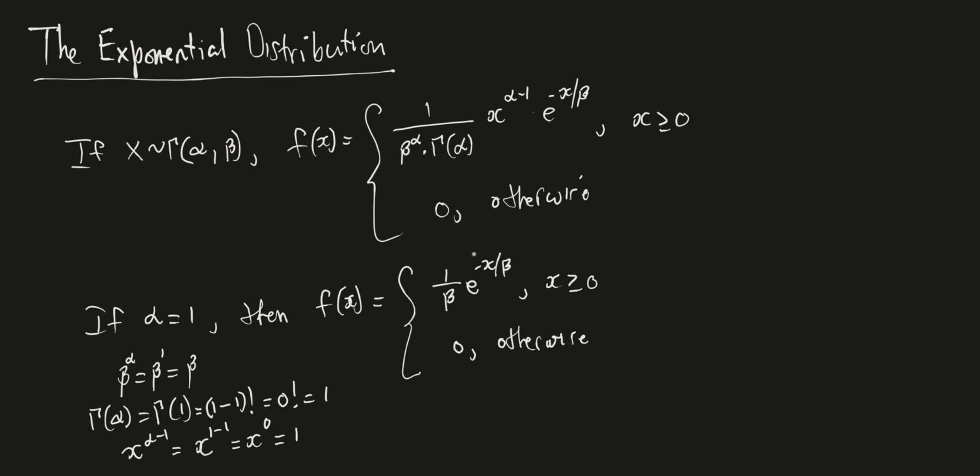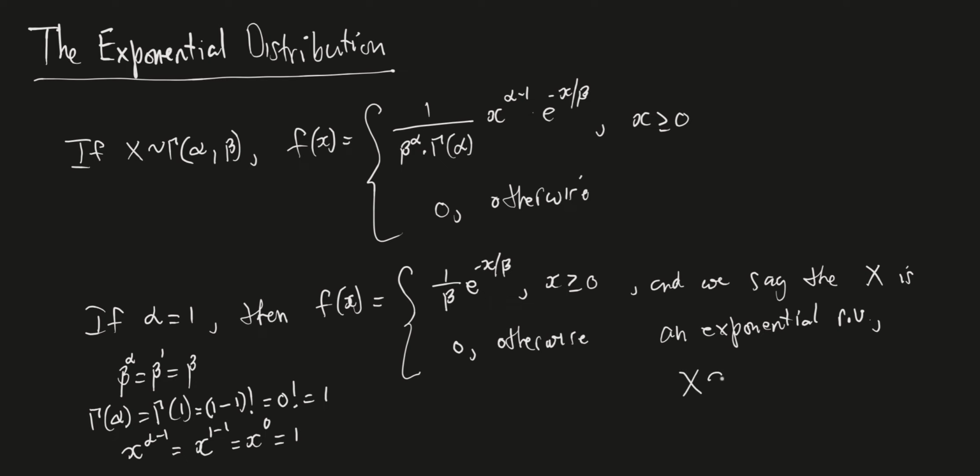And really, when you look at it, the only part of this PDF that has a functional term is this exponential function. So it's not a coincidence that we refer to this special case of the gamma distribution as the exponential distribution, right? So if alpha is equal to 1, then the PDF reduces to this. And we say that x is an exponential random variable, or it follows an exponential distribution, right? And we write it this way.